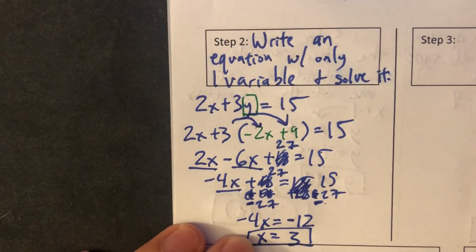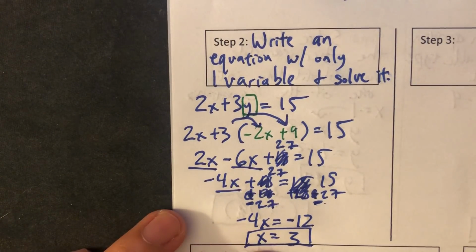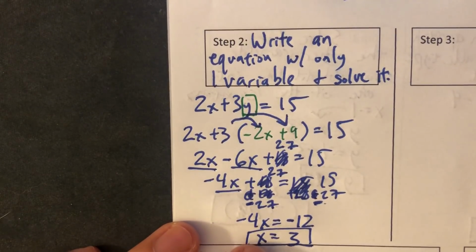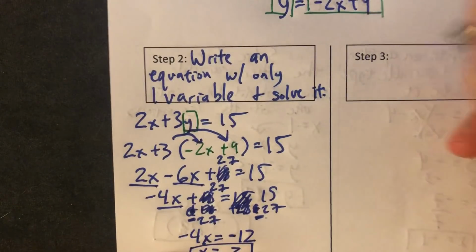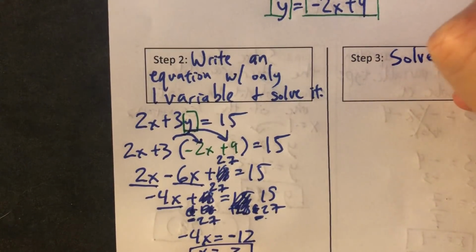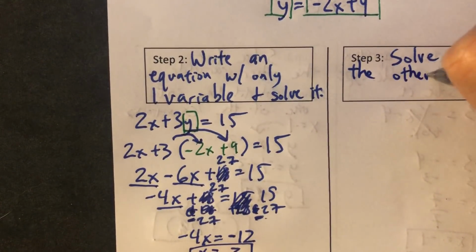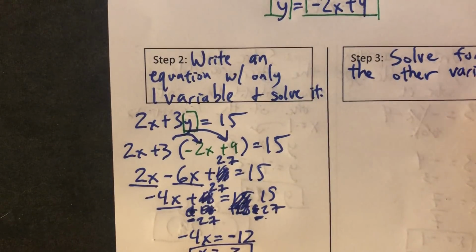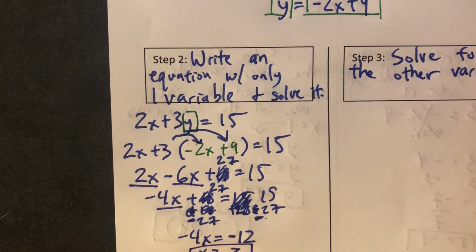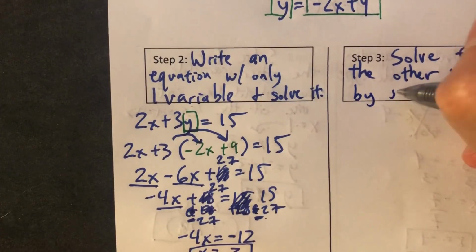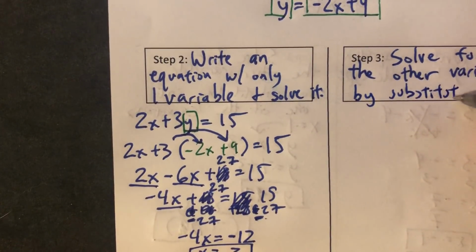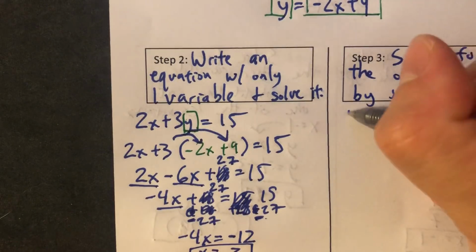So now before we move on to step 3, go ahead and try to see if you could write down step 3. What do I do next? Once I have one variable, what can I do next? Go ahead and pause the video and write down your step 3, please. All right, step 3 will be to solve for the other variable. Solve for the other variable by substituting into one of the equations.